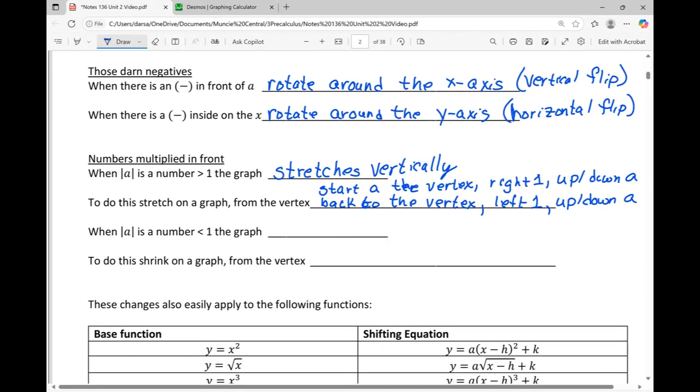What happens when the absolute value of the number you're multiplying by is less than 1? So think of this as like 1/2 or 1/3, where the absolute value of your number is something less than 1. We put in a 1/2, a 1/3, a 1/4, a 2/3, negative 2/3, whatever we're doing, it's a less than 1 number.